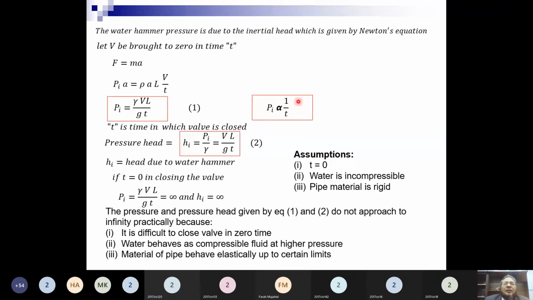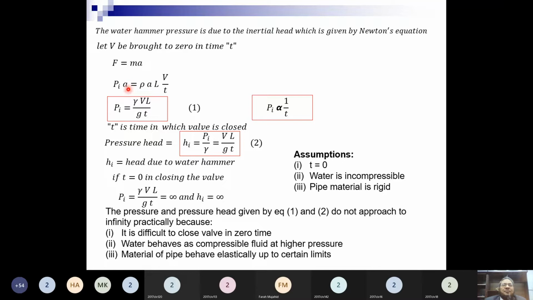All right. Now, why will this water hammer pressure generate in the pipe? Due to inertial head. You know that inertial head. The liquid was flowing, and you have closed it. That can be expressed by Newton's equation. Let V be brought to 0 in time t. Then F is equal to m times a. This we know very well. So what is the force F? This Pi, which is the inertial pressure, into A.